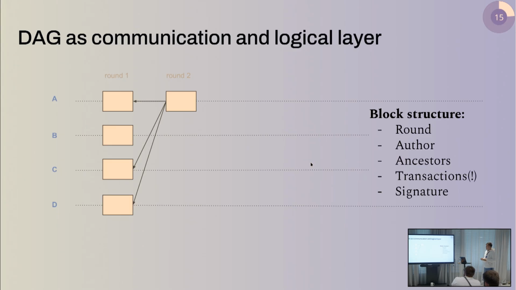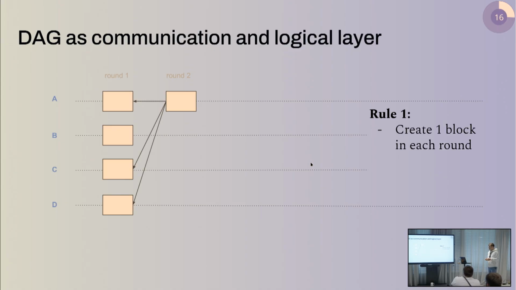Now we have blocks, and each block points not to only one parent, but to multiple ancestors in the previous rounds. Typically you include transactions in the block, and you also sign it. There are several rules for how most DAG-based protocols work. There are many differences between them, but typically we preserve all these rules.